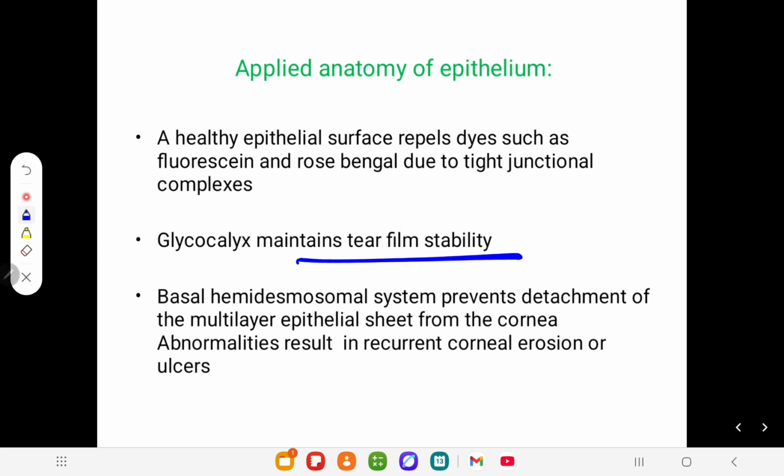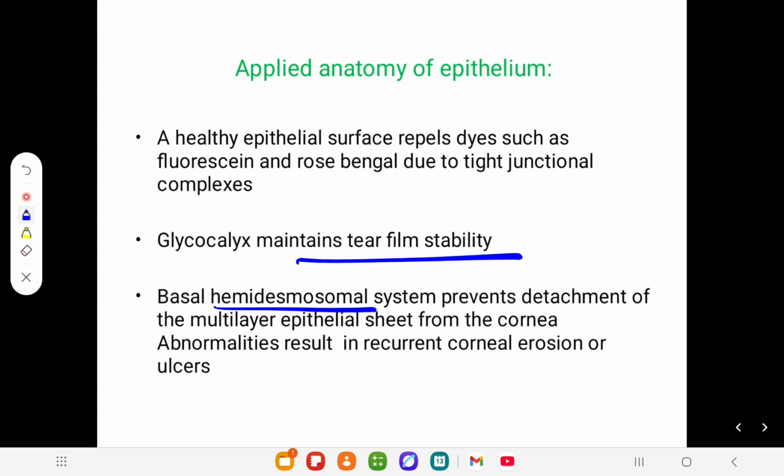And the basal hemidesmosome system prevents the detachment of the multi-layer epithelium sheet from the cornea, and abnormality results in recurrent corneal erosion. So basically, if there is a severe case of long-term hypoxia secondary to contact lens, then in that particular case this hemidesmosome system works very poorly, and a sheet of corneal epithelium is detached from the basal lamina.